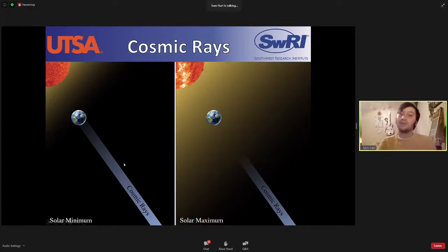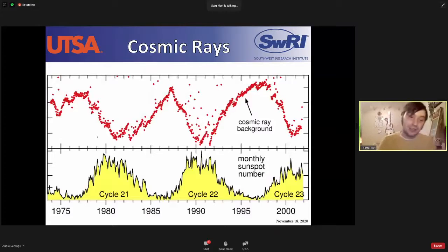On the contrary, when the sun is at maximum, you see with all this excess light and whatnot, it's pushing back on the cosmic rays. Its defense mechanism is up. And when that happens, from my little animation here, the cosmic rays do not actually make it to Earth. And this is not just theory. We actually observe this. So here are some figures.